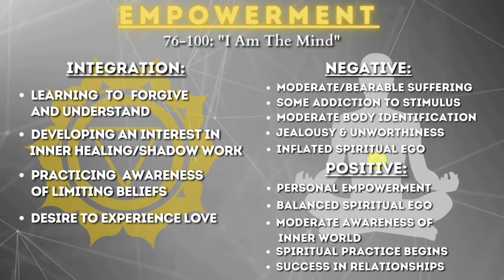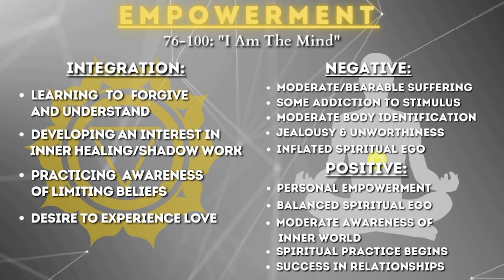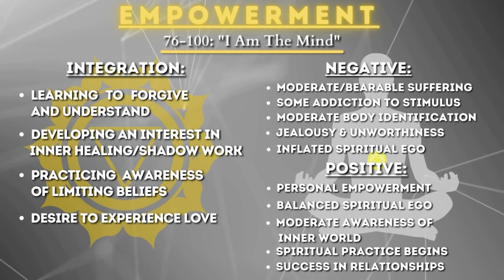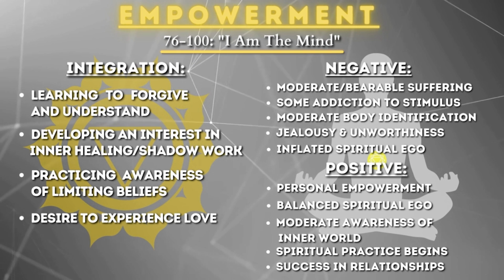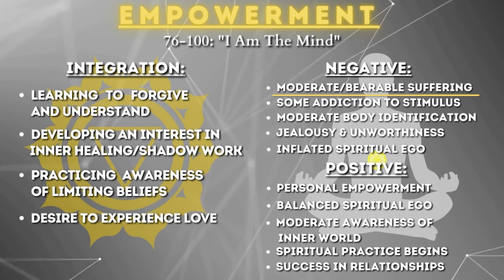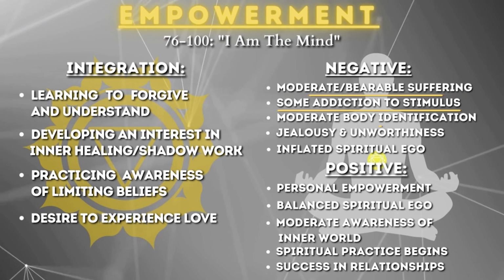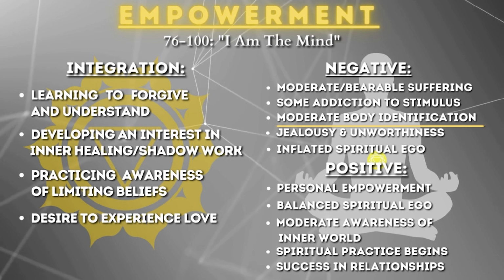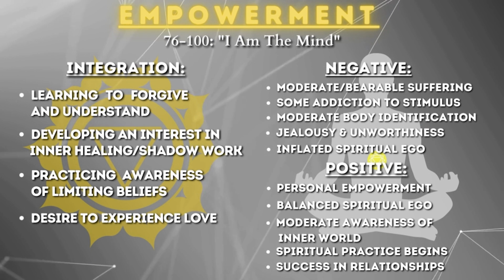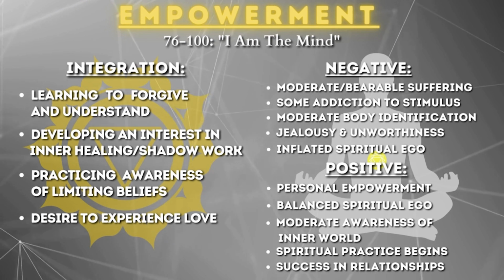The next SQ level is empowerment, and it correlates to the solar plexus chakra. This SQ range begins at 76 and ends at 100, and the identity is, I am the mind. The negatives here are moderate but tolerable amounts of suffering, some addictions to stimulation, and moderate body identification. This range is all about one's relationship to others and the world, as well as learning about the power of the mind to create reality.